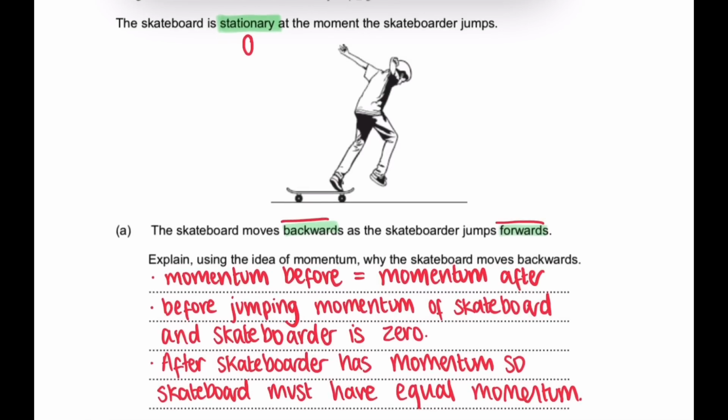Explain using the idea of momentum why the skateboard moves backward. Now, when the skateboarder jumps forward, they push down and back at the skateboard. As we can see here, he's pushing backwards. And according to the law of momentum, the momentum before will equal the momentum after, which means the forward push on the skateboard causes an equal and opposite reaction on the skateboard, which is Newton's third law.